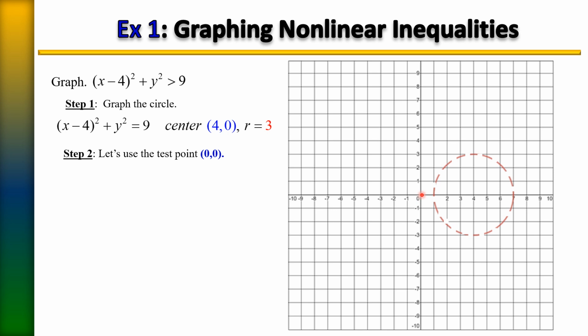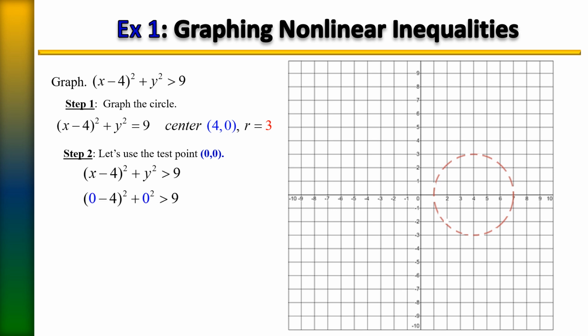So our test point is located right here at the point of origin, which happens to be outside the circle. So that means if I get a true statement, I'm going to be shading all the outer region. However, if I plug in this test point and I get a false, then I will shade inside the circle, the opposite region. So let's go ahead and determine whether we're going to be shading inside or outside. We're going to remove the variables x and y and replace them both with 0 and do the math.